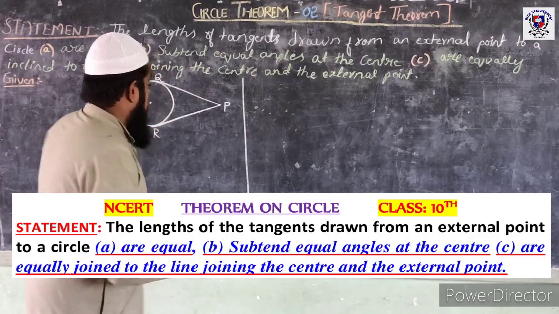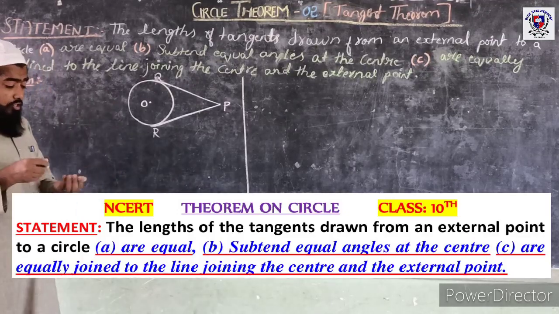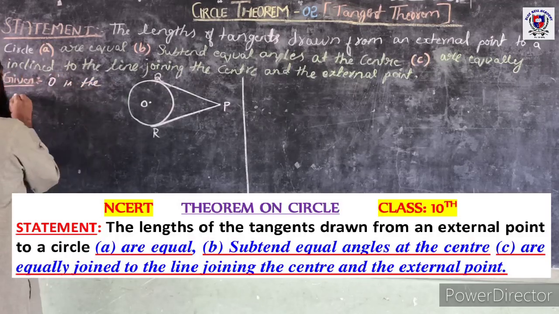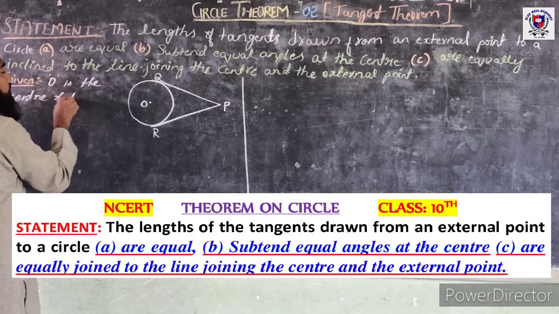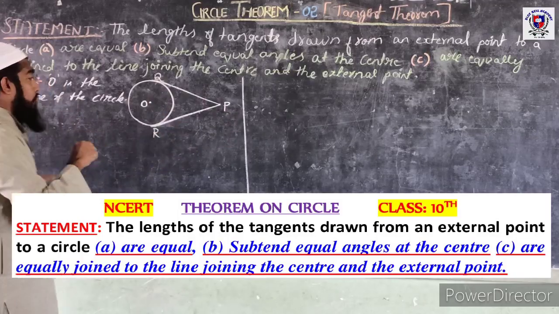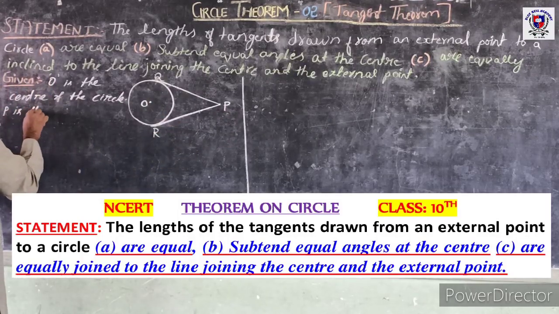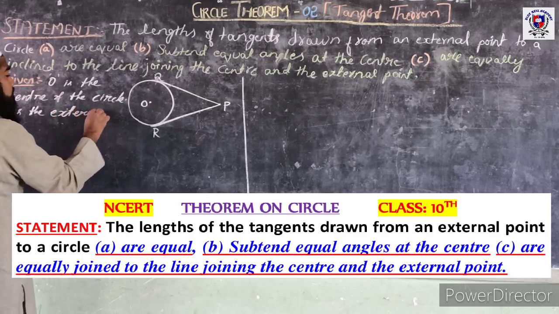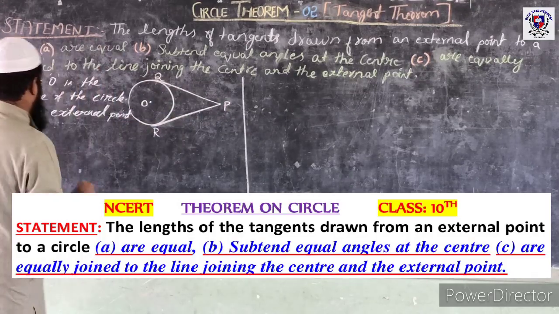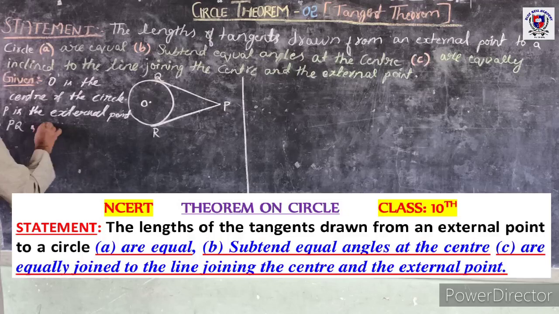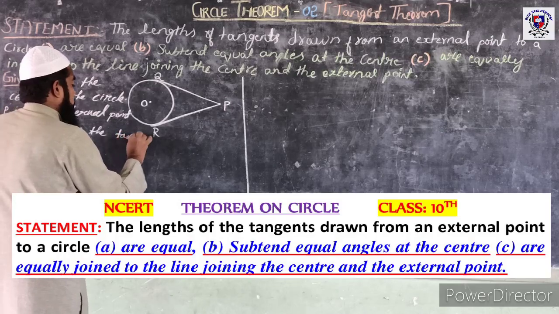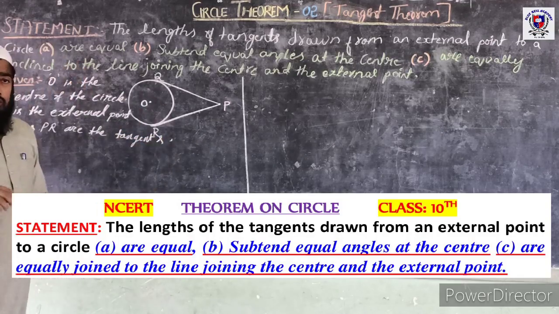So whatever is given, based on that we'll write our given part. O is the center of the circle. P is the external point. PQ and PR are the tangents. This is given to us.